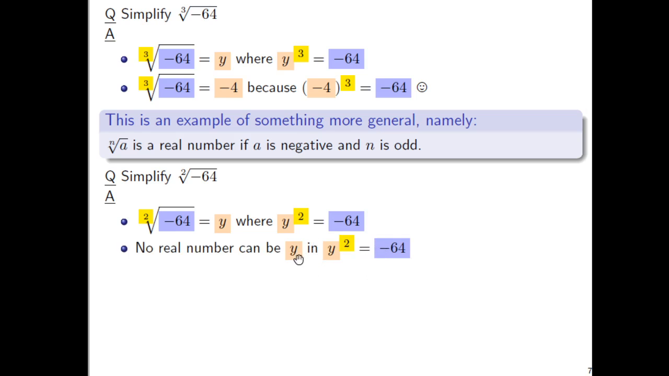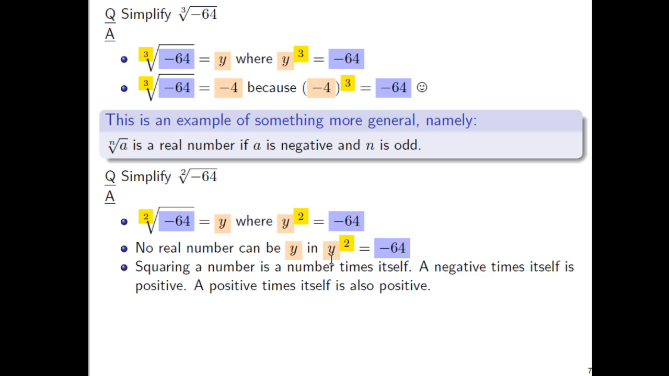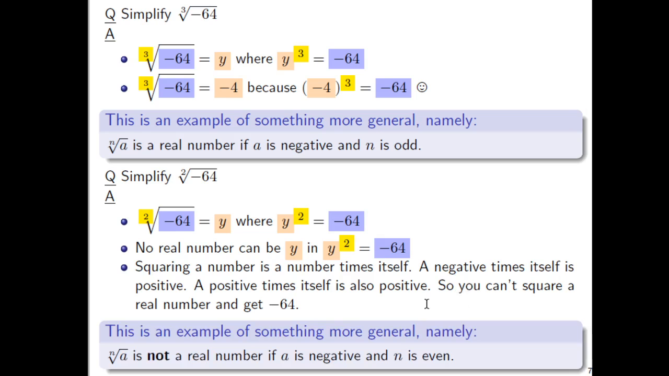And the point is there's no real number that you could put in the spot so that some number squared is equal to negative 64. There isn't a real number that's going to do this. And it's because when you square a number, that's multiplying a number by itself. A negative times itself is positive, and a positive times itself is also positive. So there's no way that you could multiply a number by itself and result in a negative number. So you can't square a real number and get negative 64.